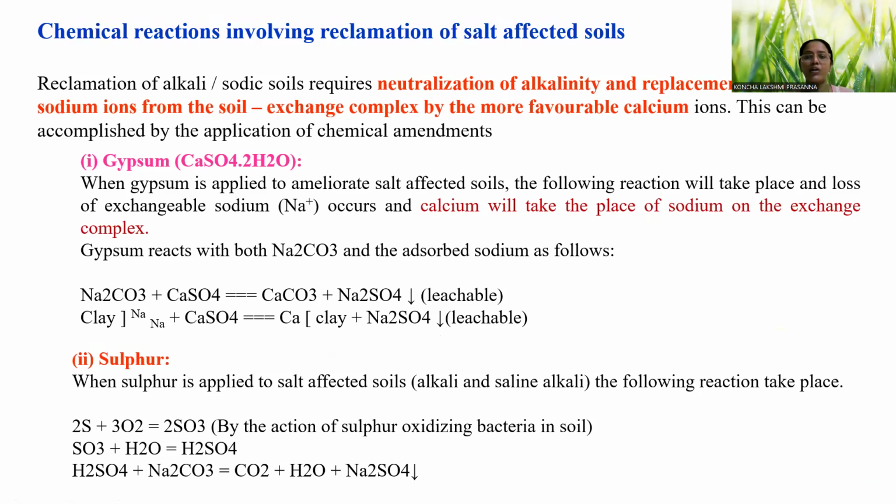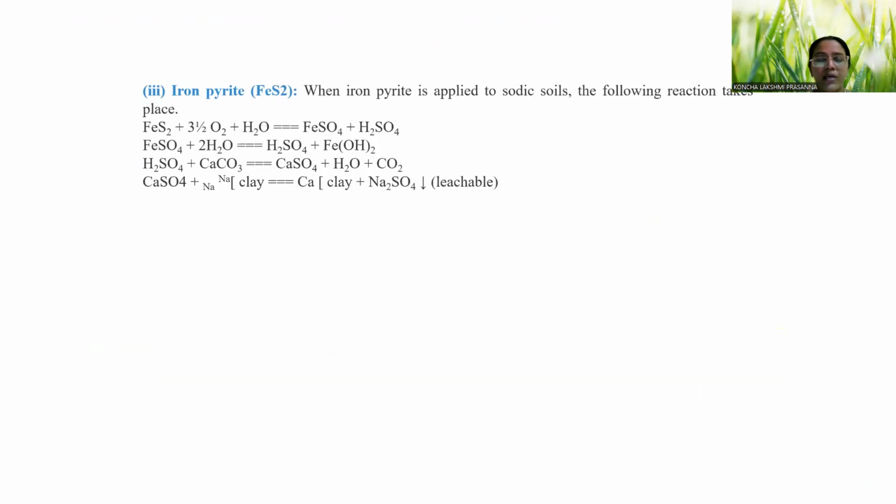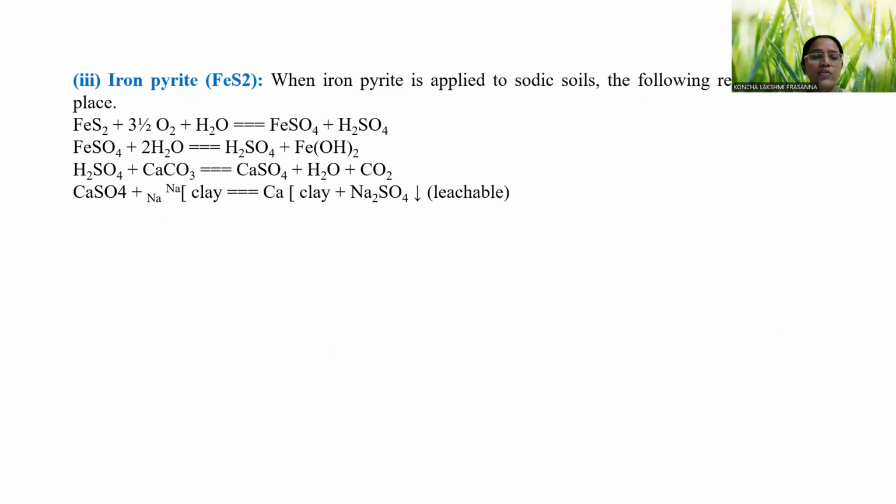Sulfur combines with the water and forms a sulfate. Sulfate, again, combines with the water and forms a sulfuric acid. Sulfuric acid combines with the sodium carbonate of the sodic soil and forms the carbon dioxide, water, and sodium sulfate. The carbon dioxide which is formed here decreases the pH. The sodium sulfate which is formed here gets leached below the soil horizons, thereby decreasing the pH of soil. Next is the iron pyrites, that is FeS2.